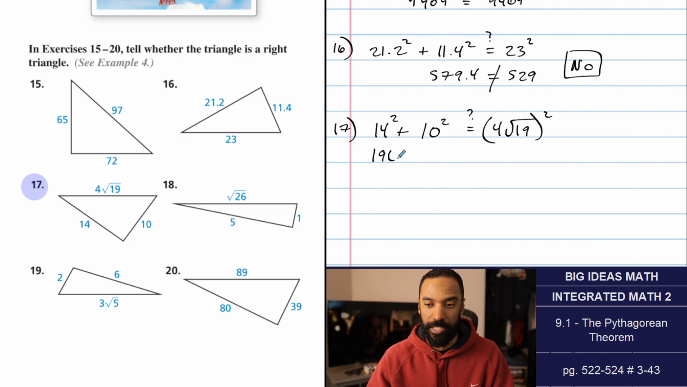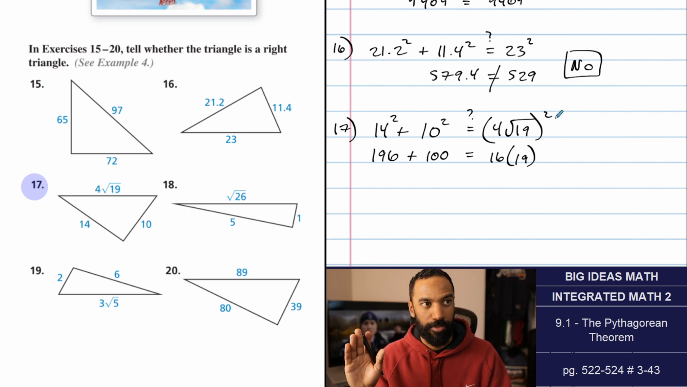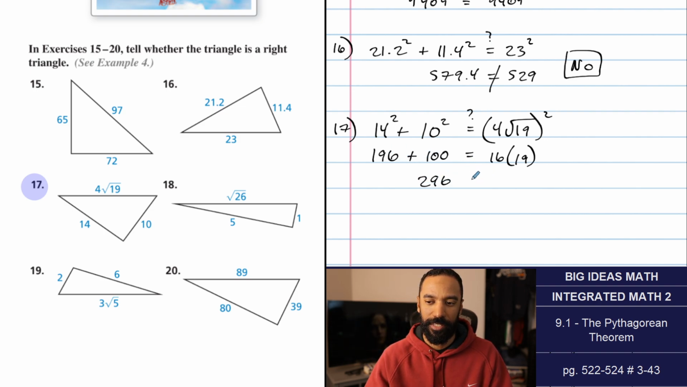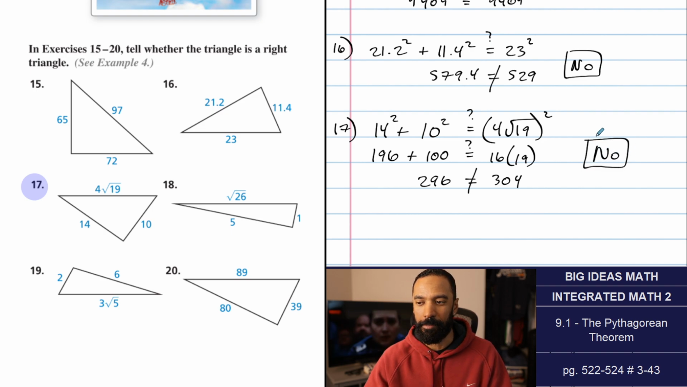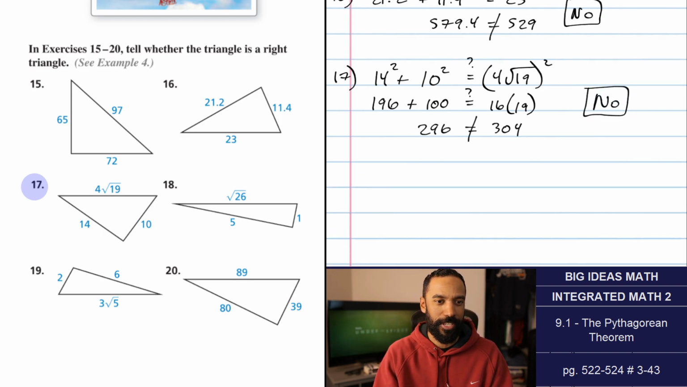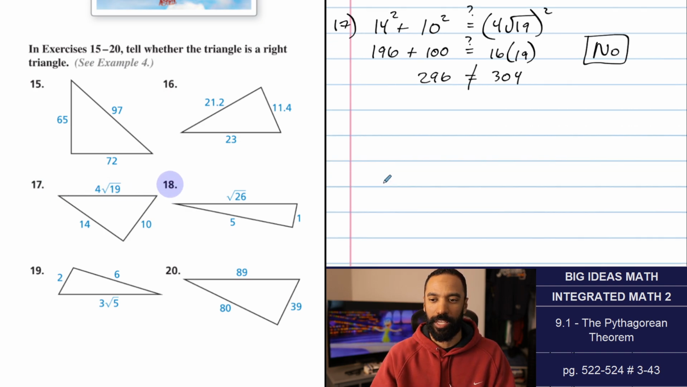14 squared is 196. 10 squared is 100. I'll try this without the calculator. 4 squared is 16 times root 19 squared, which is 19. And 16 times 19, 256 plus 48, is 304. This is 296. This is 304. Not the same, close, but not. Hypotenuse is bigger, which would make it not a right triangle, but an obtuse triangle. Again, not a part of the set, but I can say it anyway. This one looks like it will be.